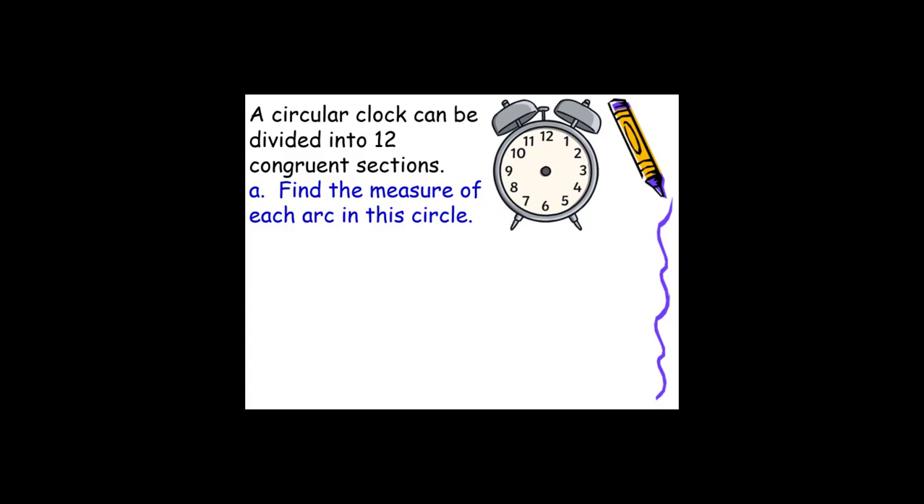A circular clock can be divided into 12 congruent sections. Find the measure of each arc in this circle.